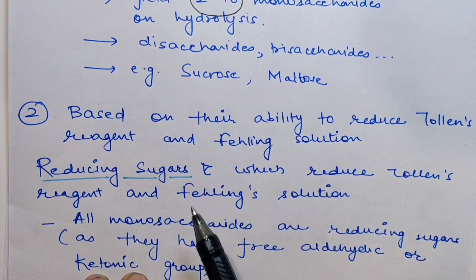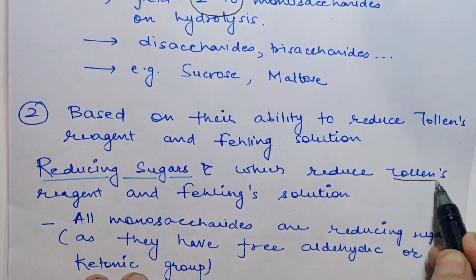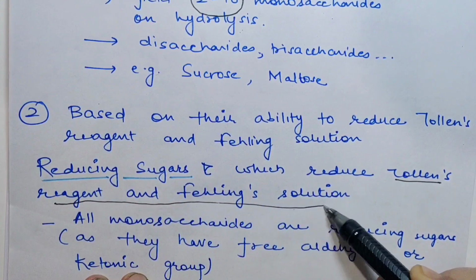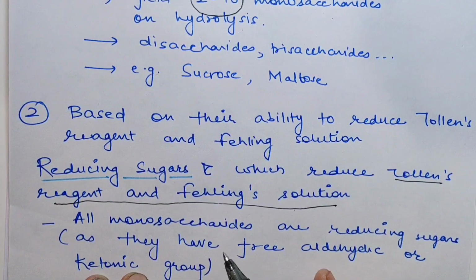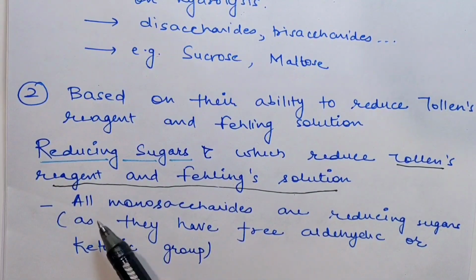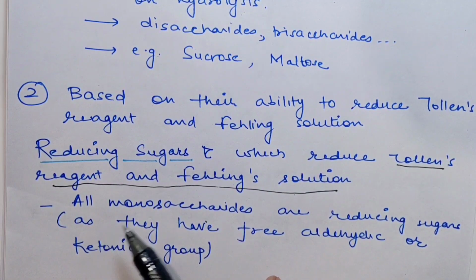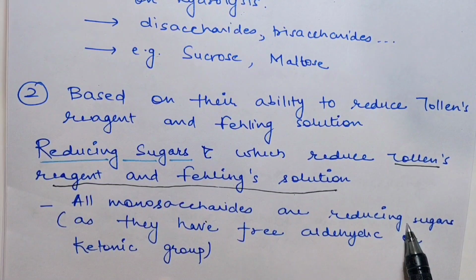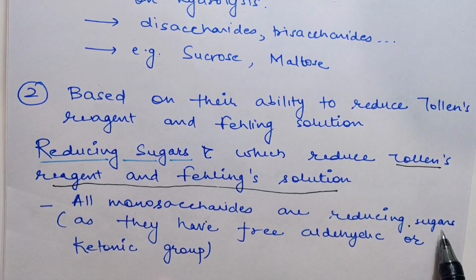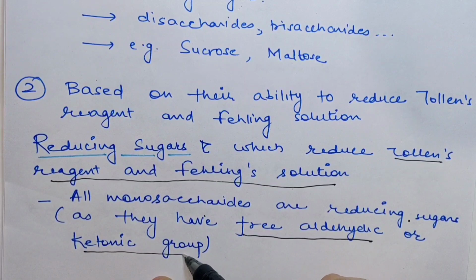And what do they reduce? They reduce the Tollens reagent and Fehling solution. These are mild oxidizing agents. They get reduced when monosaccharides or carbohydrates or reducing sugars get oxidized themselves. Now, important to note that all monosaccharides, be it aldehydes or ketones, are reducing sugars. That means they all can reduce Tollens reagent or Fehling solution. That means they all have a free aldehydic or ketonic group.